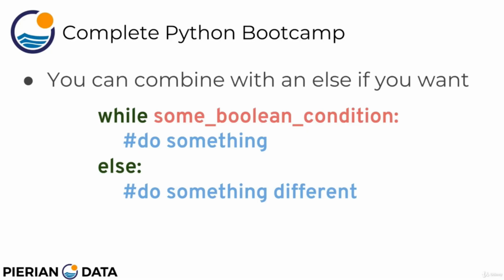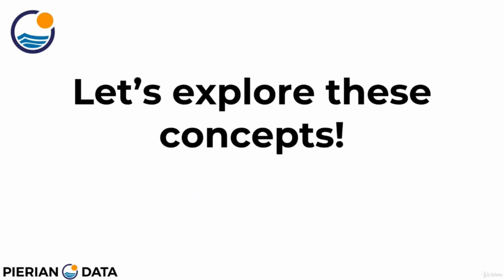Now we can also combine a while statement with an else statement if we want. So I can say while some Boolean condition is true, do something, else, meaning once that condition is no longer true, or since the beginning it was no longer true, we do something different. Let's explore these concepts with some examples. Let's hop to a Jupyter Notebook.